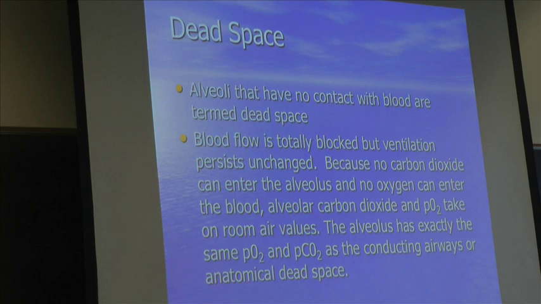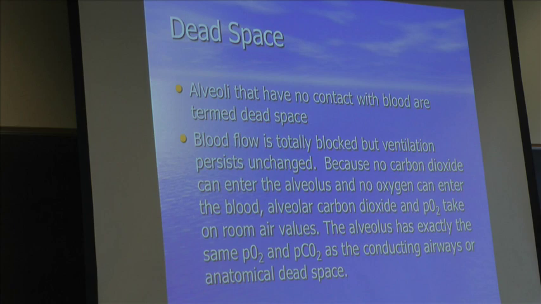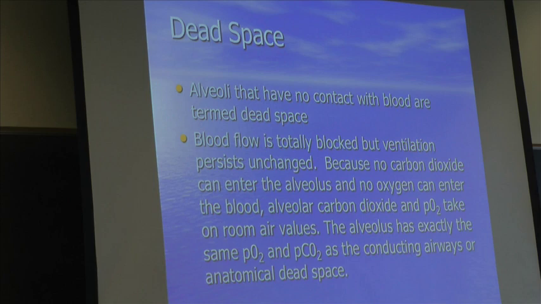So let's see what the presentation has to say. With dead space, there are alveoli that have no contact with blood, and they get the name dead space alveoli. Blood flow is totally blocked, but ventilation persists unchanged. Because no carbon dioxide can enter the alveolus and no oxygen can enter the blood, alveolar carbon dioxide and PO2 take on room air values. The alveolus has exactly the same pressure of oxygen and pressure of carbon dioxide as the conducting airways, or anatomical dead space. So that's the connection for the name dead space ventilation.